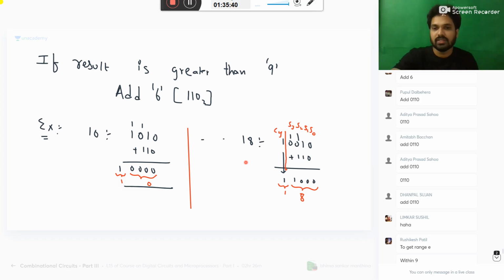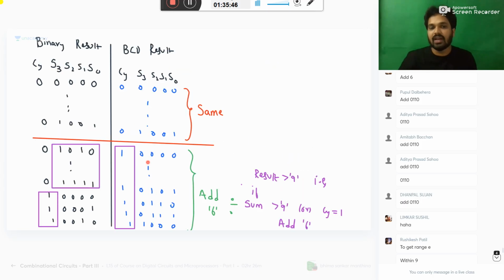So please listen. This addition of 6 may not give you a carry, but you should always take the carry to get the valid answer. So this addition may or may not give it, don't worry, blindly carry is equal to 1. Whenever you add 6, carry is always 1 in the BCD result, because the answer is greater than 9. Is this point clear to everybody? First point is clear or not?